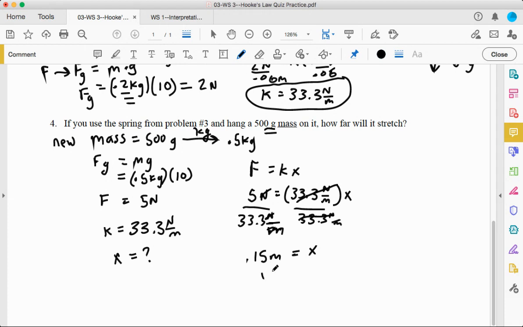That's the same thing as saying 15 centimeters. You don't have to convert back to centimeters. I'll take 0.15 meters all day long.